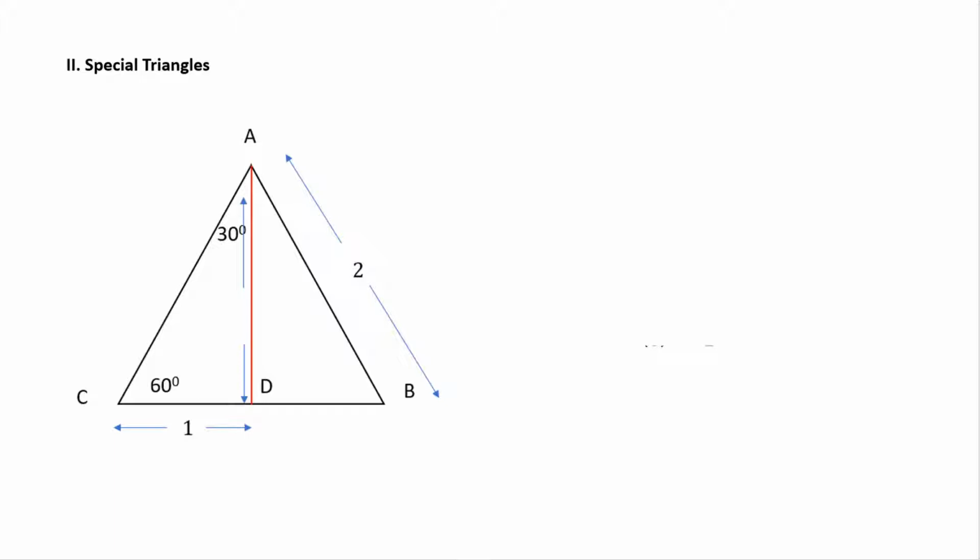Now let's consider triangle DAC. Angle CDA is 90 degrees, angle ACD is 60 degrees, and angle DAC is 30 degrees. The length of side AC is 2, that's how we drew it. The segment CD is 1 because of the bisector. And now I apply the Pythagorean theorem for this triangle to solve for the length of the perpendicular bisector segment AD. We are solving for one of the sides in the Pythagorean theorem.